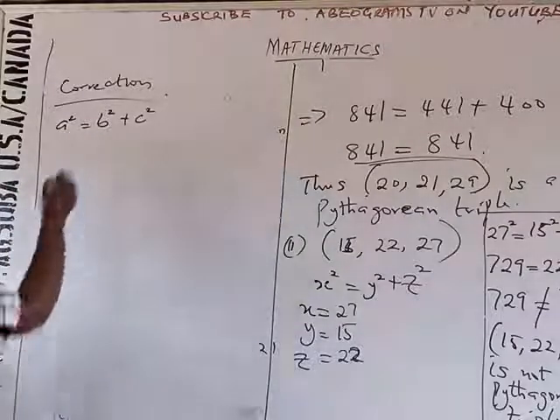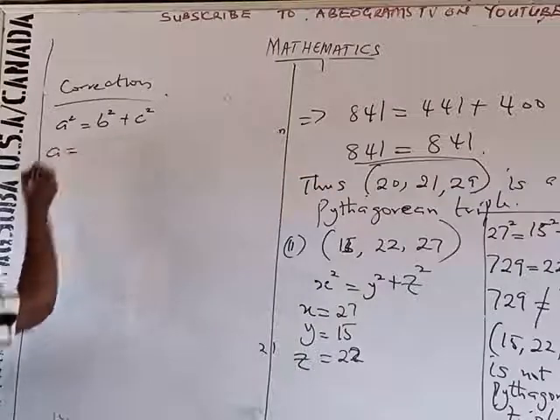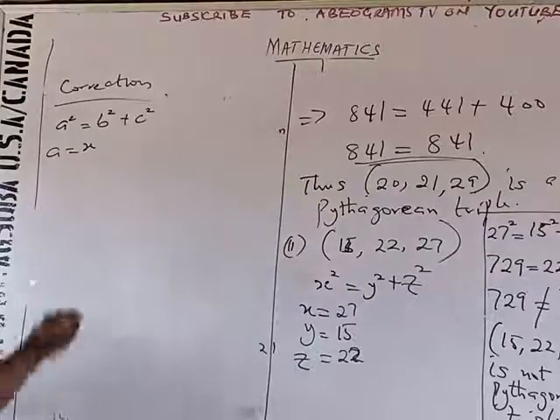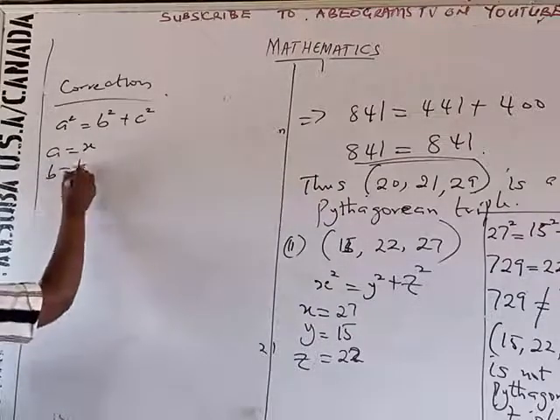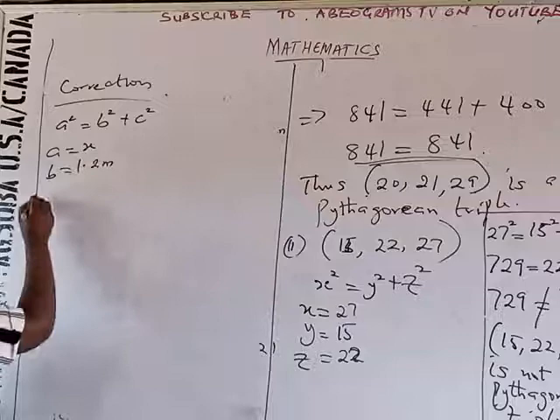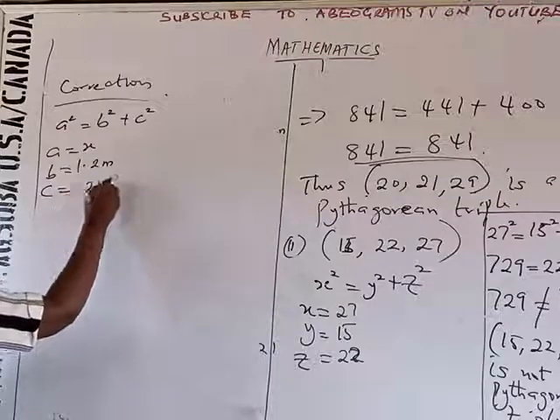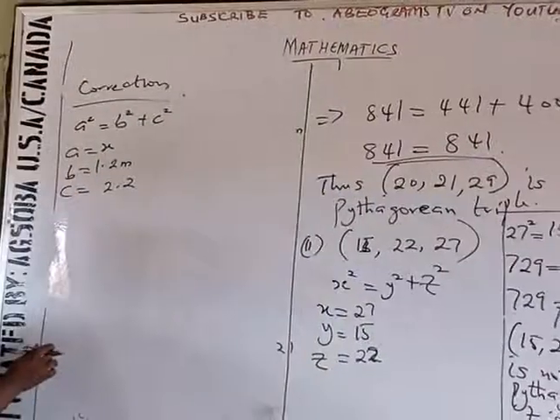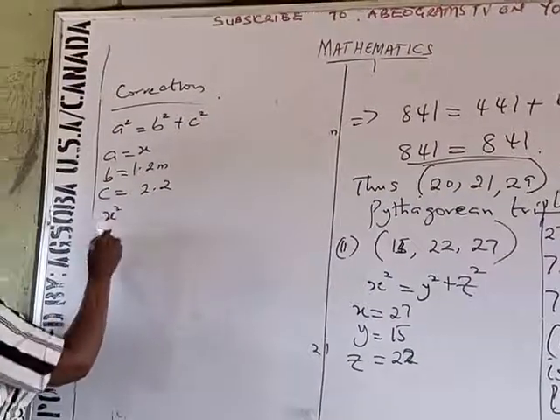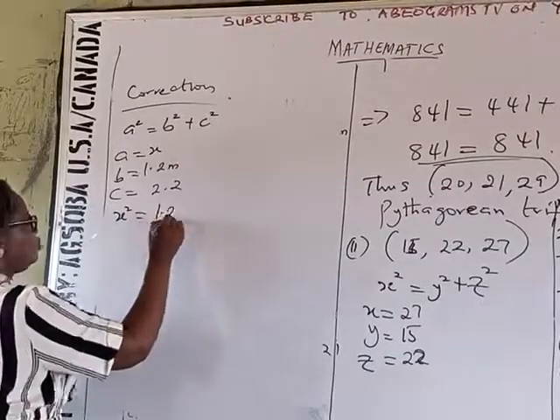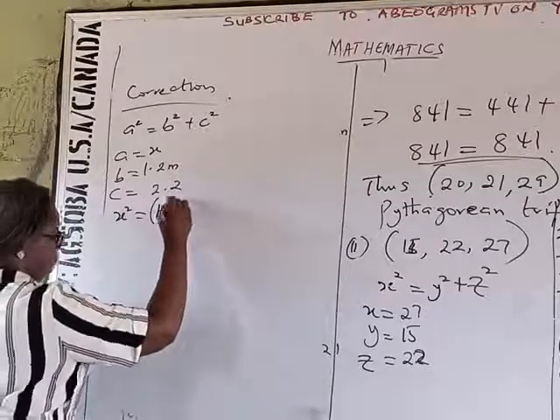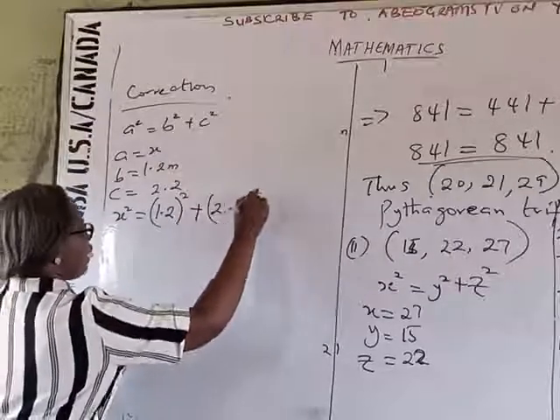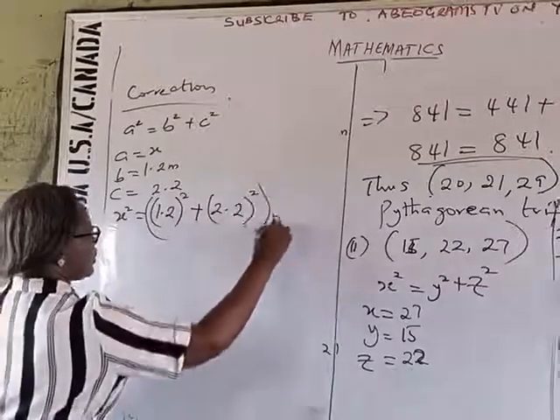And so, from the question, that means our a will be the x because it's the hypotenuse side, the side we are now looking for. Then b equals 1.2 meter, and c is 2.2. So, substituting all this into the formula, we have x squared equals 1.2 squared plus 2.2 squared, everything in meter.